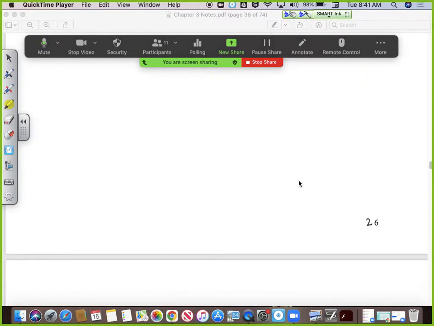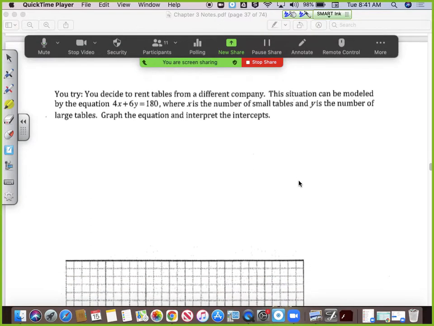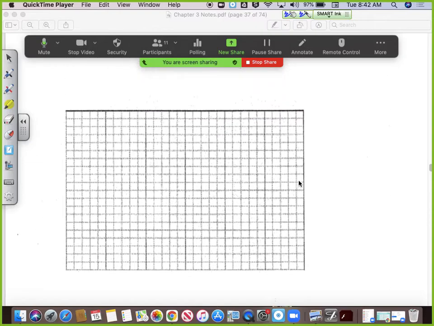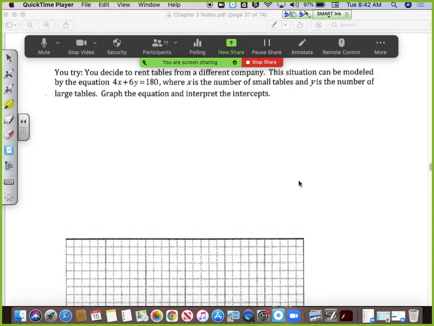So the next problem here on the next page, it says you decide to rent tables from a different company. This situation can be modeled by the equation 4x plus 6y equals 180. Again, x is the number of small tables and y is the number of large tables. I want you to graph the equation using x and y intercepts. So same type of situation. I'll give you maybe like 5 minutes. Let you try this one on your own, and then we'll go over it together.